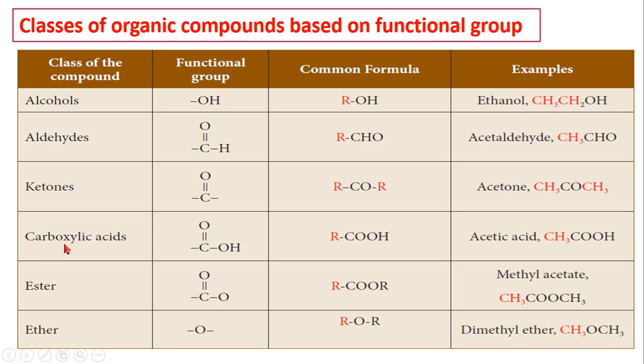The fourth one, carboxylic acids, COOH or C double bond O, single bond OH. A bond is here, here the alkyl group is attached. So the common formula is RCOOH. This R refers to the alkyl group. Acetic acid, CH3COOH. The IUPAC name is ethanoic acid.